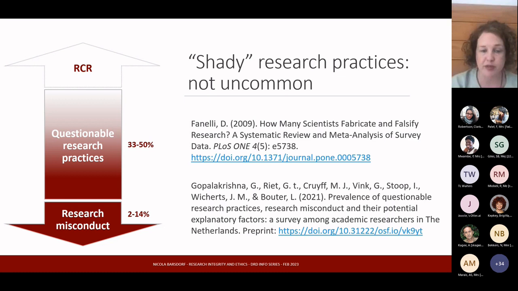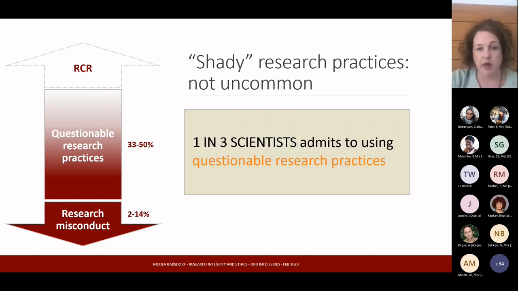When it comes to questionable research practices, we're looking at 33 to 50%. And this is on self-reported shady research practices. So we can imagine that the number might be somewhat higher. I mean, this translates roughly into 1 in 3 scientists admitting to using questionable research practices. And we can see that this is not a small, inconsequential problem.